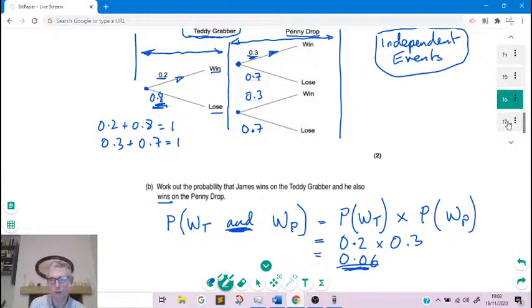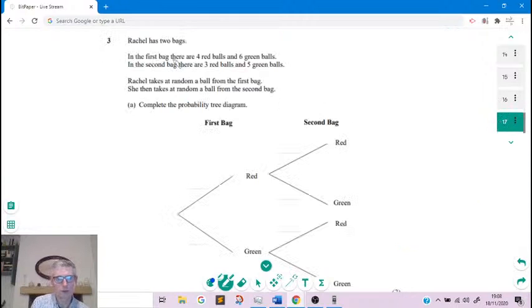I'm now going to look at another question. This is a very common sort of question we often get asked, about bags containing different coloured balls or counters. In this case we've got two bags. The first bag contains 4 red balls and 6 green balls. And I might sort of roughly represent this. So there's our bag, and I've got 4 red and 6 green in that.